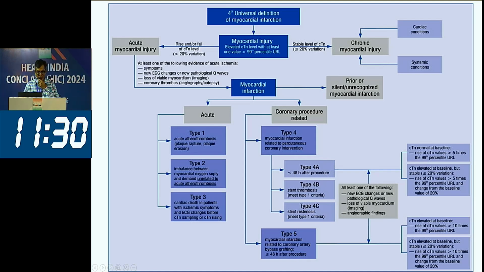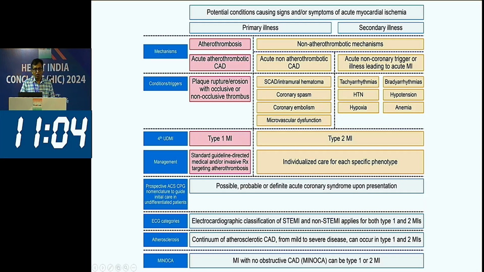The universal definition of myocardial infarction has divided MI into many types, like type 1, type 2, type 3, type 4, type 5. Type 4 is basically angioplasty related, and in common practice the MI we see is mainly type 1 and type 2. Type 2 MI is a non-atherothromboembolic mechanism, happening because of demand and supply mismatch. The classification we are going to discuss is mainly for type 1 MI.